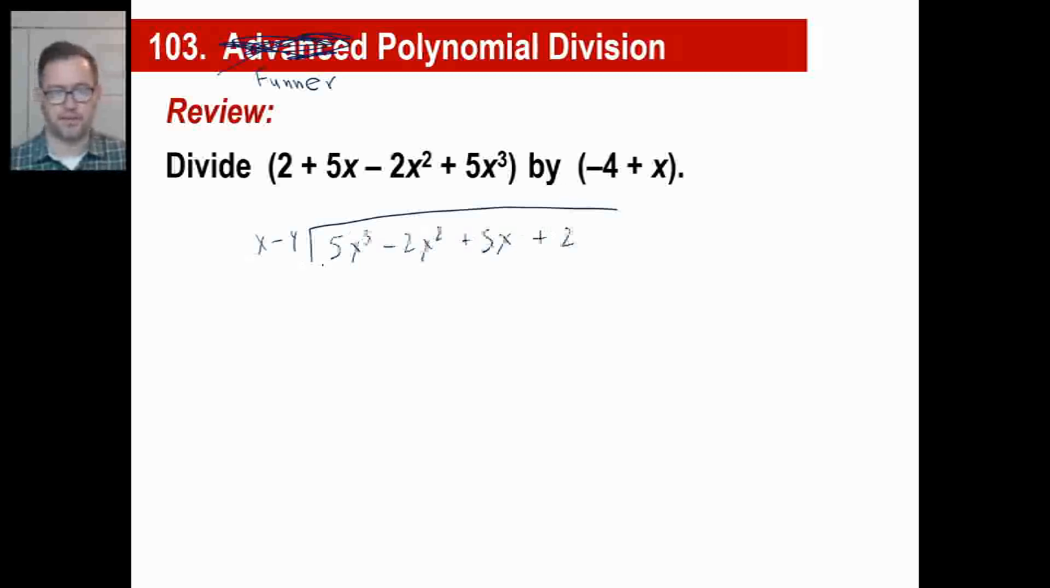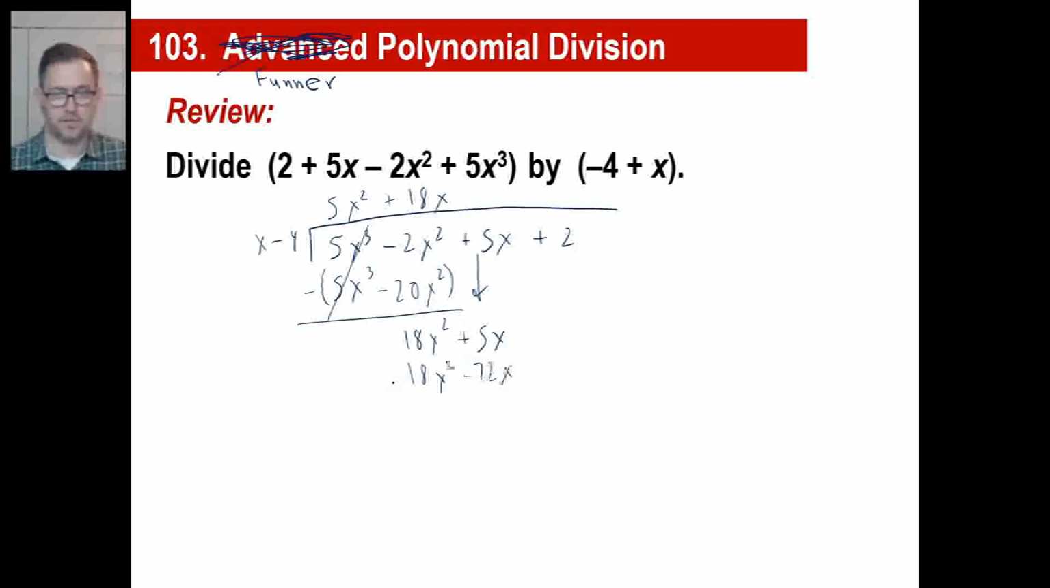We know what to do, right? x goes into 5x cubed 5x squared times, right? You multiply all the way. Okay, 5x squared, boom, that times negative 20x squared, and you subtract the entire thing. That always goes away, of course. Negative 2 minus negative 20 is the same thing as negative 2 plus 20, which is 18x squared. I drop that there. And x into 18x squared is just going to be 18x. This is always the same on the left. And then 18x times negative 4 is negative 72x. And we subtract the whole shebang. Always goes away. 5 minus negative 72 is 77.